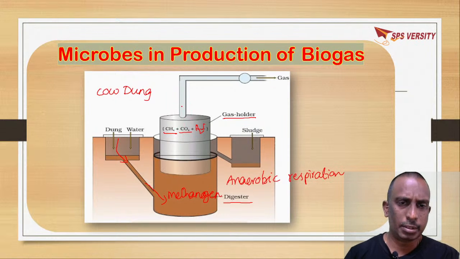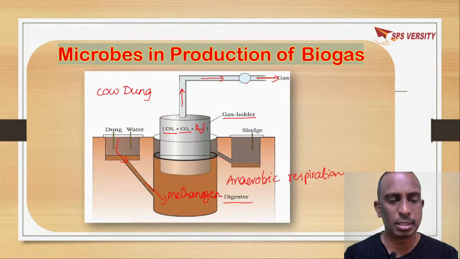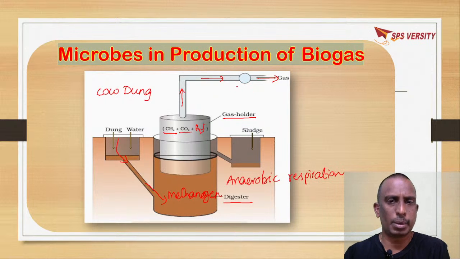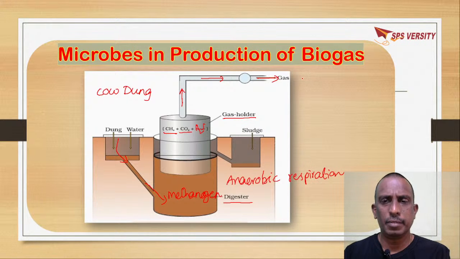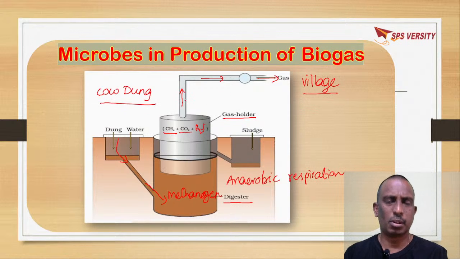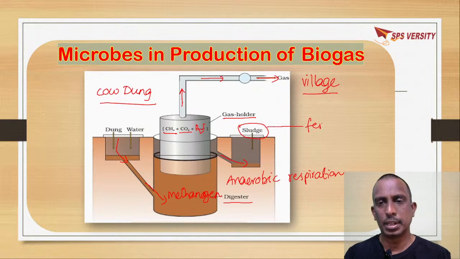And this biogas, which is channelized in a proper way, is used for various purposes, that is, for cooking and for generation of electricity in villages. In villages specifically, we can see these biogas plants, because there is availability of a lot of cow dung and buffalo dung. After the dung gets digested in the digester, it reaches the outlet in the form of sludge. This sludge from the biogas plant can be used as a fertilizer in the crops.